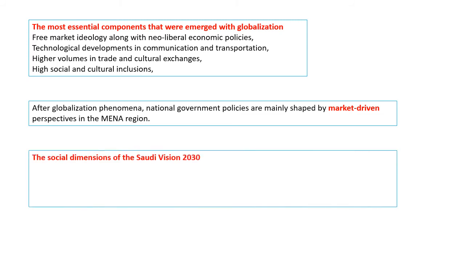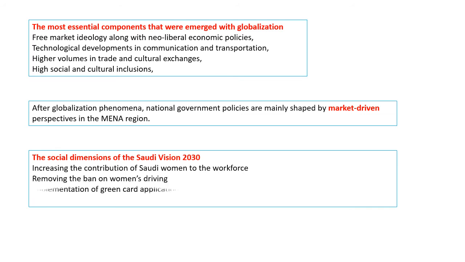The social dimensions of the Saudi Vision 2030: increasing the contribution of Saudi women to the workforce, removing the ban on women's driving, implementation of green card applications, and social and economic reforms that resemble European Union standards.